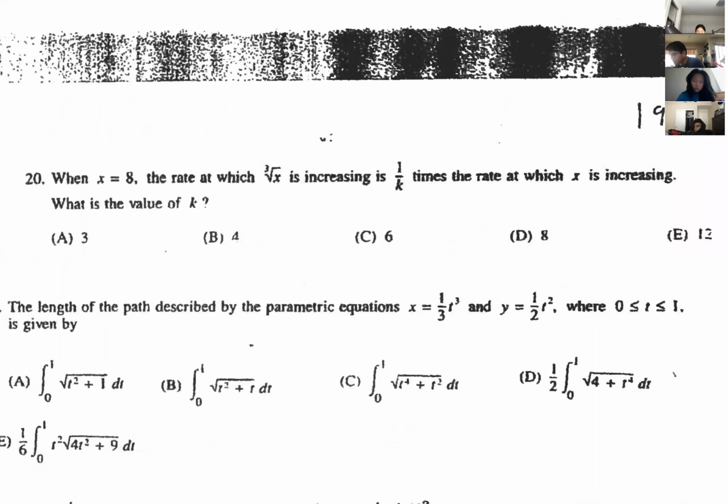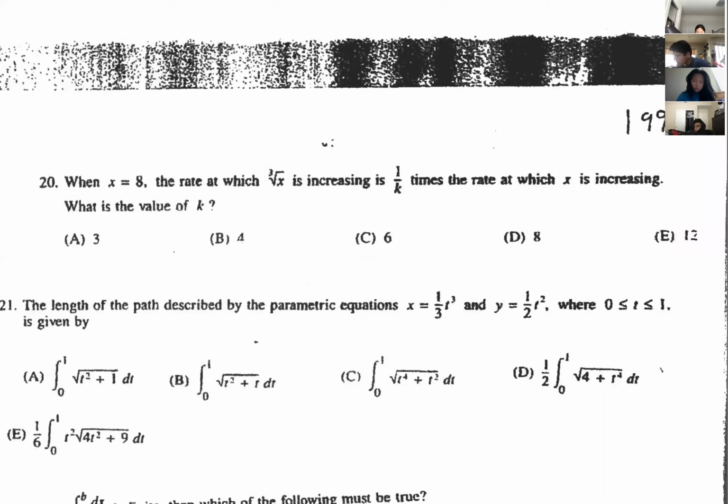Let's see, I'm gonna use the space up high. Okay, so I'm just gonna set this equal to y as a reference. So I'm gonna say y equals the cube root of x. So it's increasing is 1 over k times the rate at which x is increasing. We want to find the value of k.